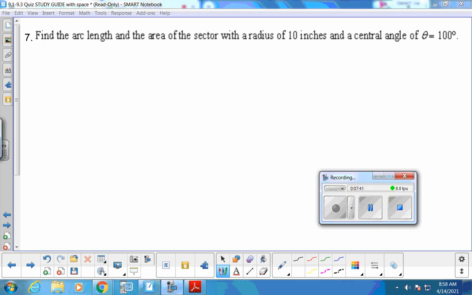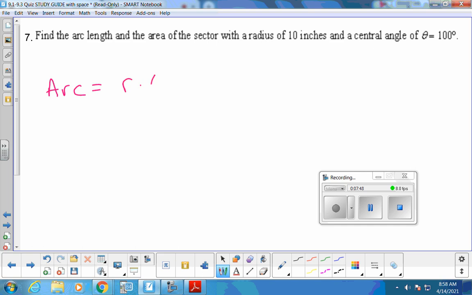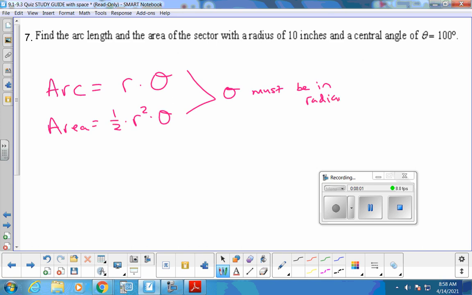I'm going to jot down the arc length and sector area formulas for you people at home. Arc length is r times theta. Sector area is 1/2 radius squared times theta, but theta must be in radians. So we have a little bit of a problem because our angle is in degrees, so I'm going to convert it to start. I can cancel my zeros, and I can divide the top and bottom by 2. So 5 pi over 9 is what you're going to be seeing me use for theta.